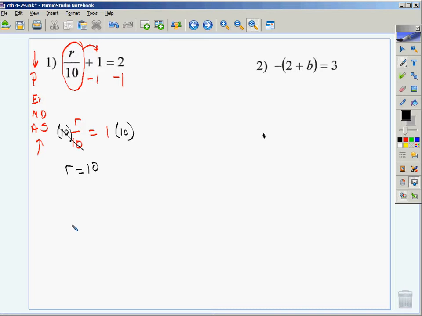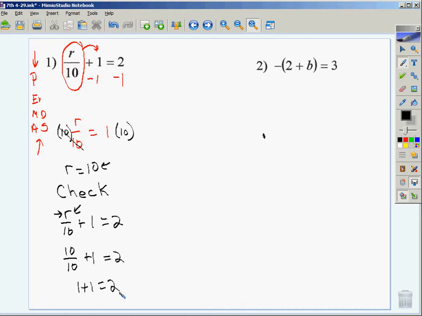Some of them are easier than others. I'm going to tell you, when you get done, you have the ability to check to see if you're right. You go back to the original equation. And where this r is, what can I put in its place? 10. So I'd have 10 divided by 10 plus 1 equals 2. Well, what is 10 divided by 10? 1. Is 1 plus 1 equal to 2? Yes. So I can see that my answer checks.